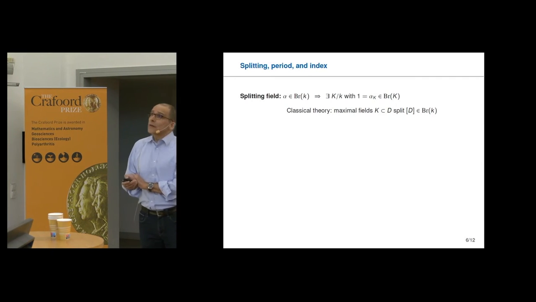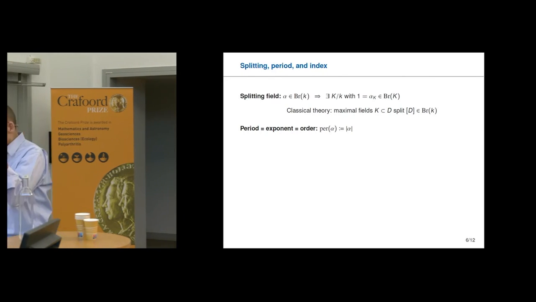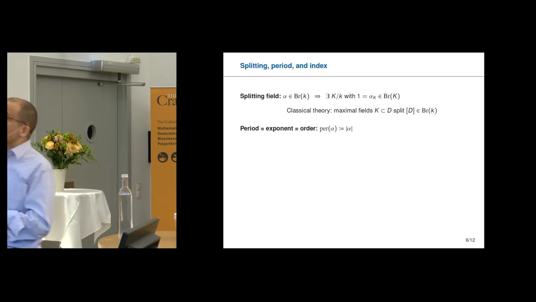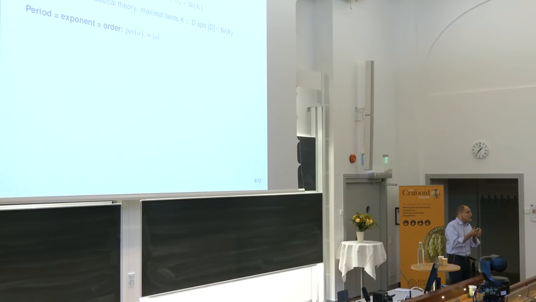And then there are two numerical invariants. One has actually 3 names. It's either called the period, the exponent, or the order, and it's really just the order of the class alpha as an element in the Brauer group. Okay, so that's the easiest invariant.